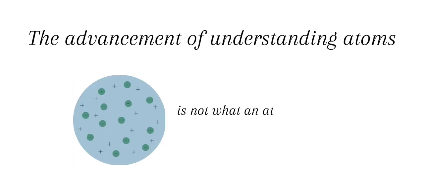Now that we've gone over Ernest's discovery, let's talk about what it did for the advancement of understanding atoms. Ernest proved that the plum pudding model is not what an atom was built like because it had a nucleus, helping scientists to understand and better conduct experiments.